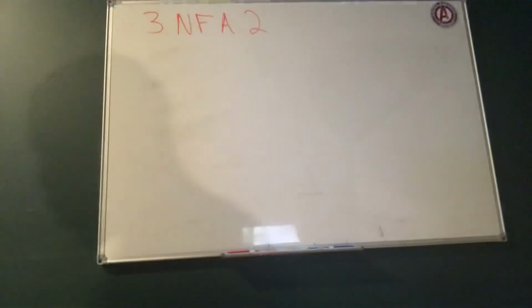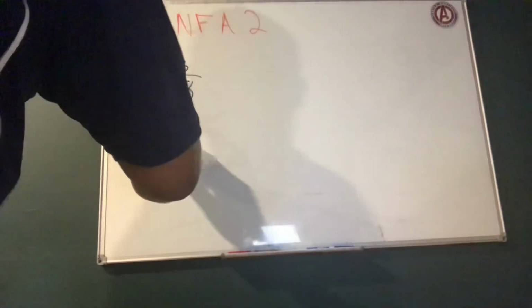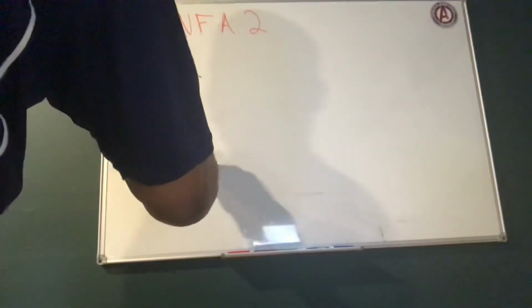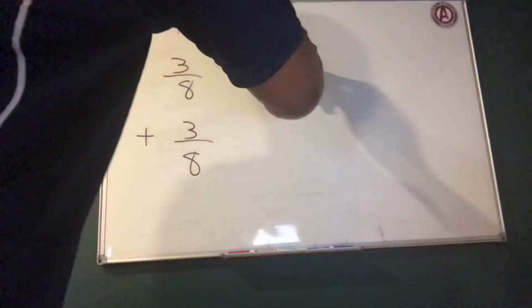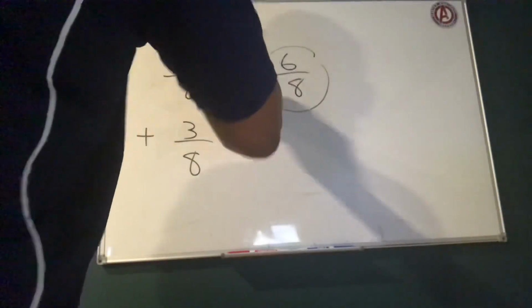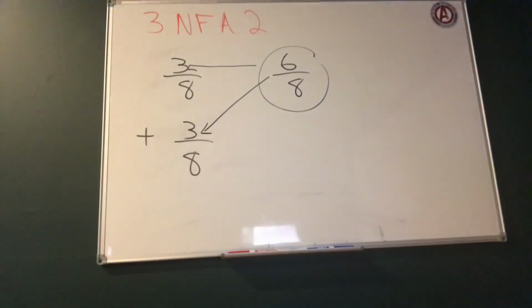Let's try one that's a little bit more difficult. 3/8 plus 3/8. Remember, only adding the numerators. Three eighths plus 3/8 gives us 6/8. Notice how I only added the numerators. 3 plus the 3 give us the 6 overall.